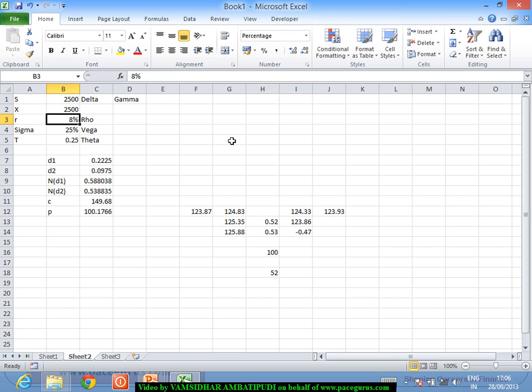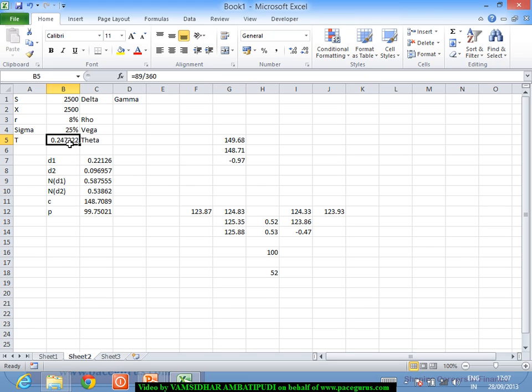In the normal case, the call option premium is 149.68. Now if this is reduced by 1 day, you see the call option has become 148.71. There was a decrease of almost 97 cents, whereas earlier the decrease was only some 92 cents or so.